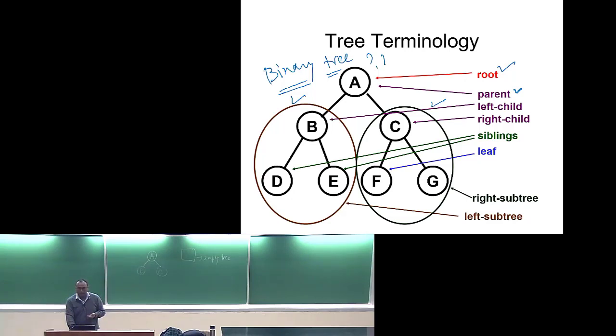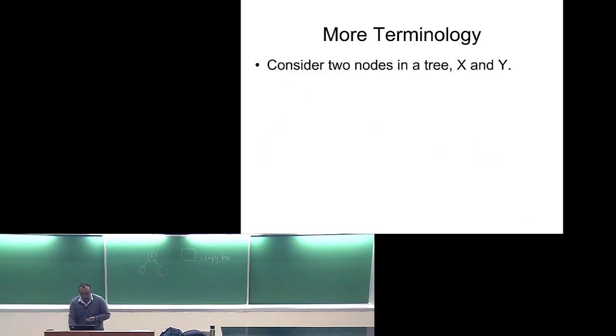Questions? All right, so let's learn about a few more terms related to binary trees. Now let's think about two nodes, node X and node Y, in a tree. They can be related, right? So we can have relations between two nodes, like A and B are related, so are A and C. Now it depends on what direction you are looking at the relationship.